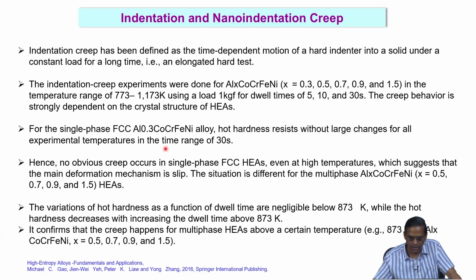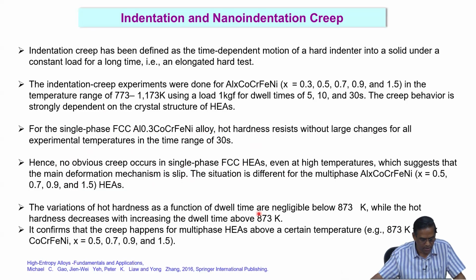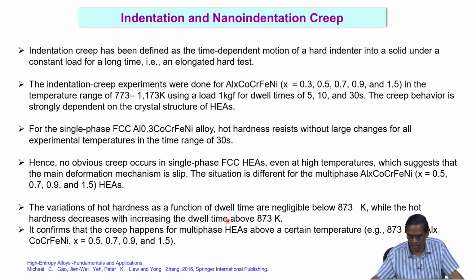The hot hardness resists without large change for all the experimental temperatures in the time range of 30 seconds. So, no obvious creep occurs in a single phase FCC high entropy alloy even at high temperatures, which suggests that the main deformation mechanism is slip. Okay, so creep is also a deformation mechanism. The variations of the hot hardness as a function of dwell time are negligible. You see, this is what we are seeing. It's negligible, no? You are not seeing any difference.